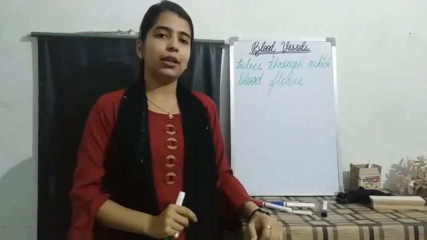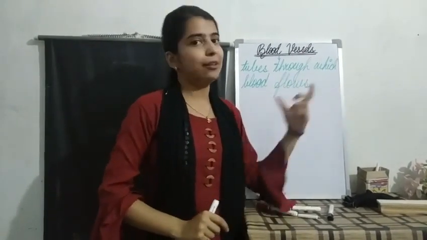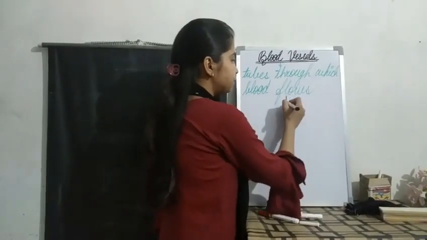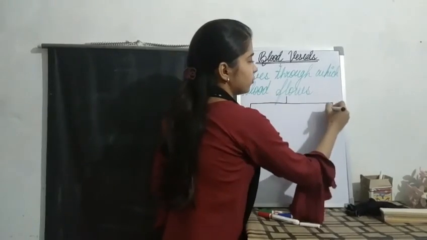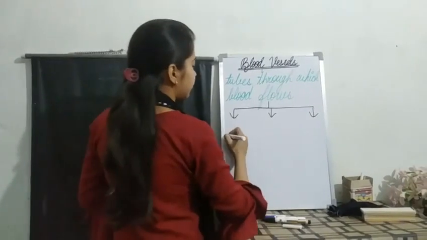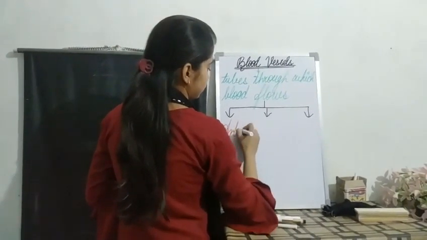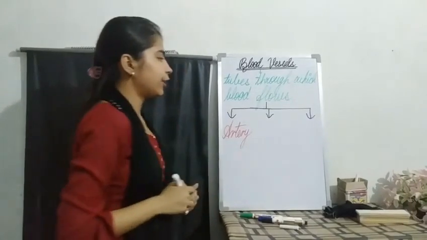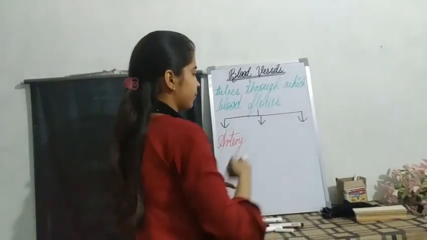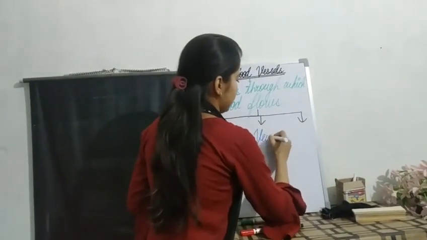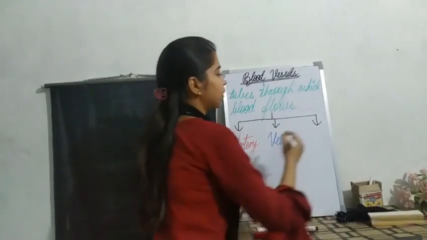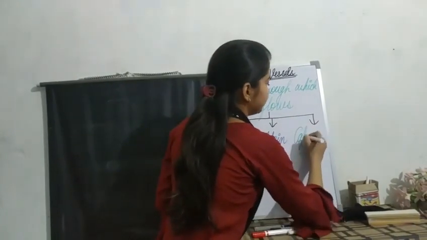Alright, now we will learn the three types of blood vessels. The first one is an artery. Second one is a vein. And the third one is a capillary.